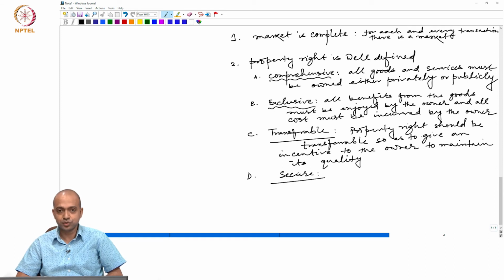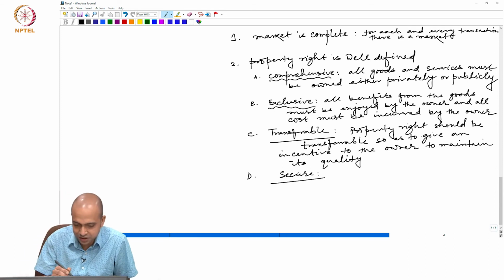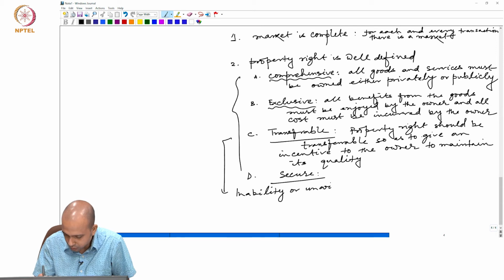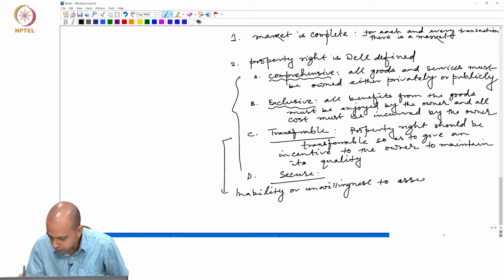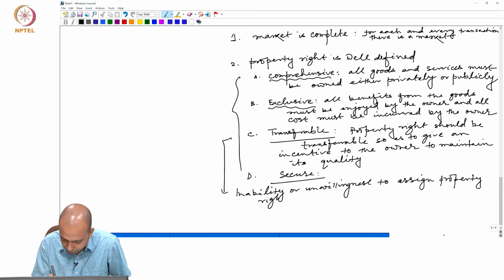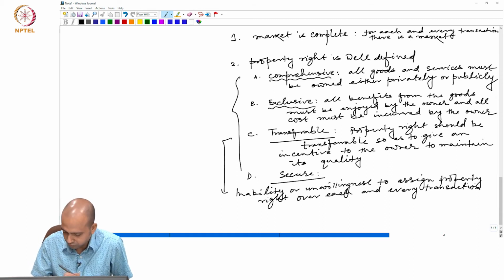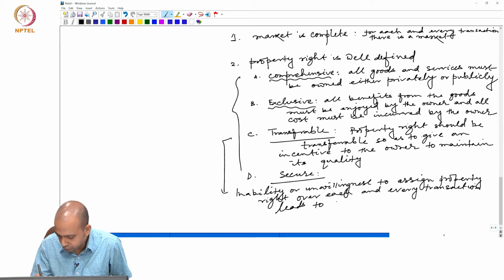Okay. But suppose there is a case of inability, or unwillingness, to assign property right over each and every transaction, for each and every transaction; that leads to market failure.